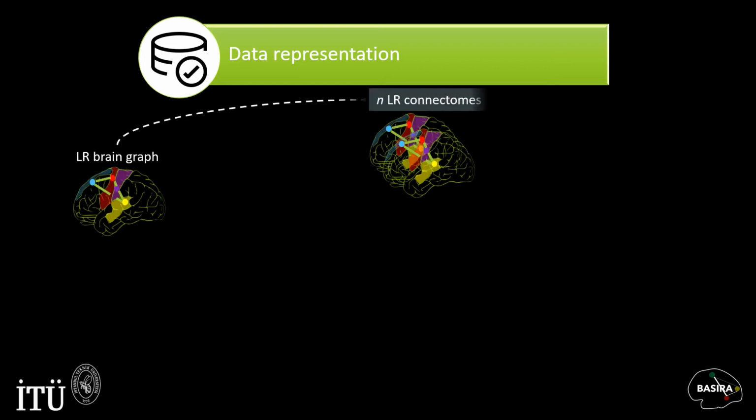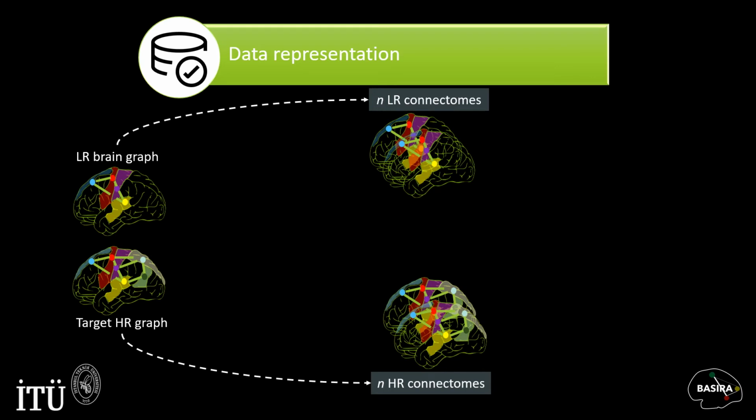Before running the code, I will show you how your input data should be represented. Firstly, each subject is represented by two separate functional brain networks of two distinct resolutions. One, the low-resolution brain graph, and two, the target high-resolution graph. Each brain graph in itself is represented by a set of nodes and a set of edges, where a node is defined as a brain region of interest and an edge is defined as the connectivity weight between two regions of interest, using a specific metric, such as correlation between neural activity or similarity in brain morphology.